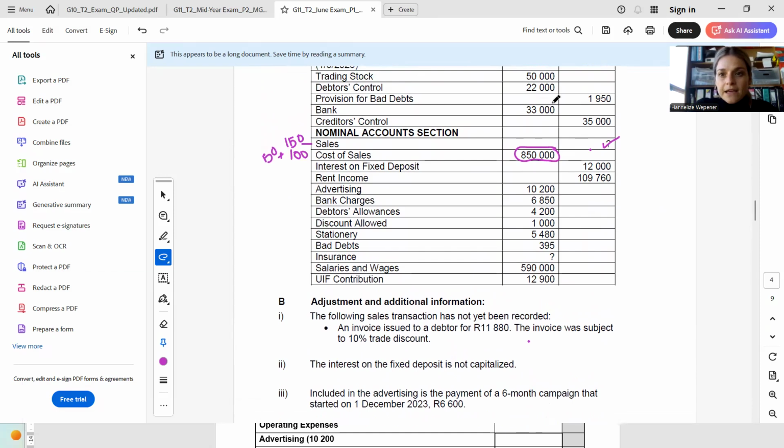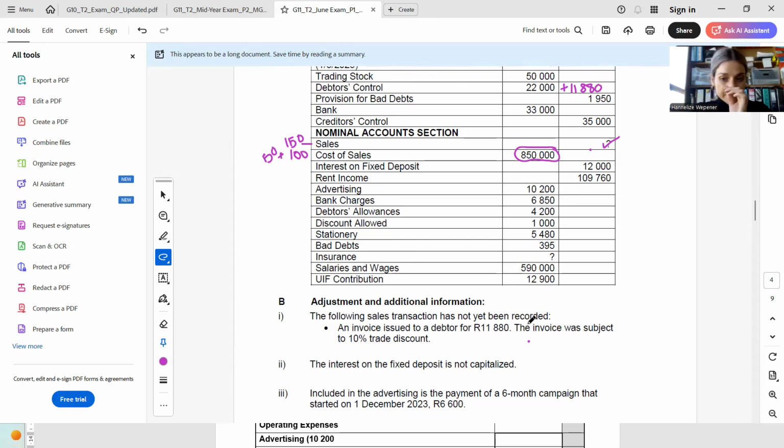Then I'm going to go to my debtors control, and I'm going to add there that I've just added a credit invoice of 11,888. Why I'm doing that now already is, if I have to do the provision for bad debts adjustment, then it's not a back and forth situation of what is my debtors control balance now.